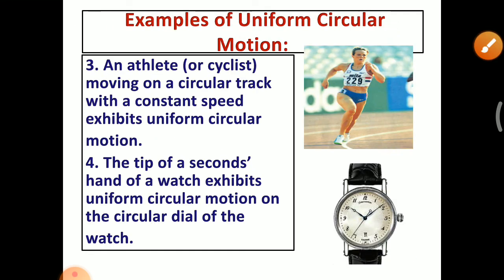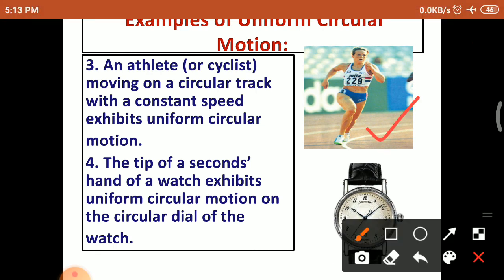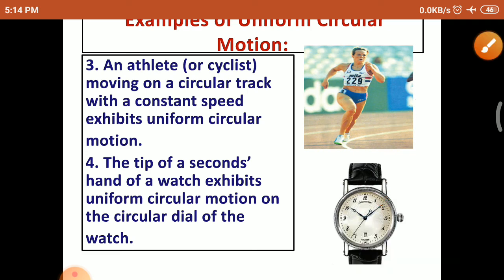The next one, an athlete moving on a circular track with a constant speed exhibits uniform circular motion. This is an athlete moving on a circular track with a constant speed. The tip of the second hand of a watch exhibits uniform circular motion on the circular dial of the watch. So these are the real-time examples of uniform circular motion.